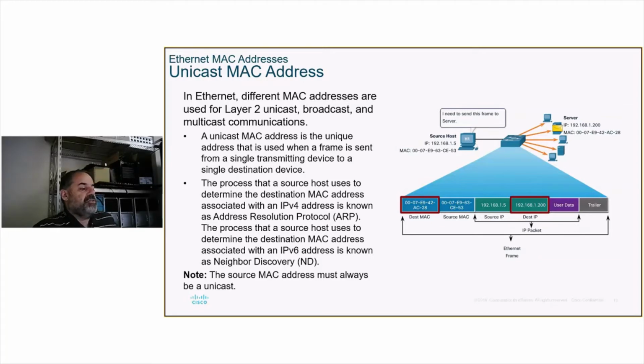The process that a source host uses to determine the destination MAC address associated with the destination IPv4 address is ARP, or Address Resolution Protocol. The process that a source host uses to determine the MAC address associated with an IPv6 address is called neighbor discovery. So ARP doesn't exist in IPv6. They've replaced it with a process called neighbor discovery. So the source MAC address must always be a unicast.